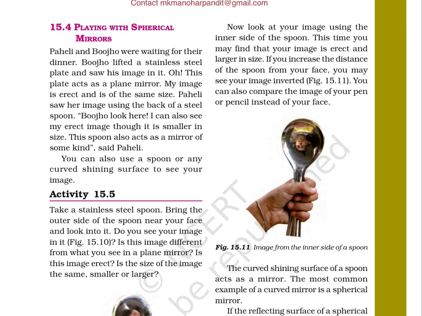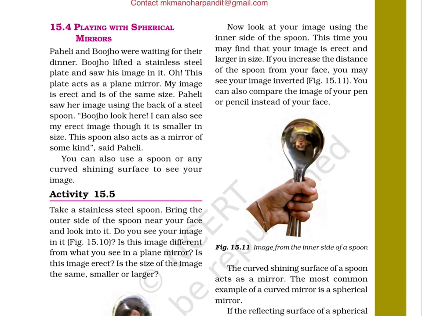Paheli saw her image using the back of a steel spoon. "Bojo, look here. I can also see my erect image, though it is smaller in size. The spoon also acts as a mirror of some kind," said Paheli. You can also use a spoon or any curved shining surface to observe your image.